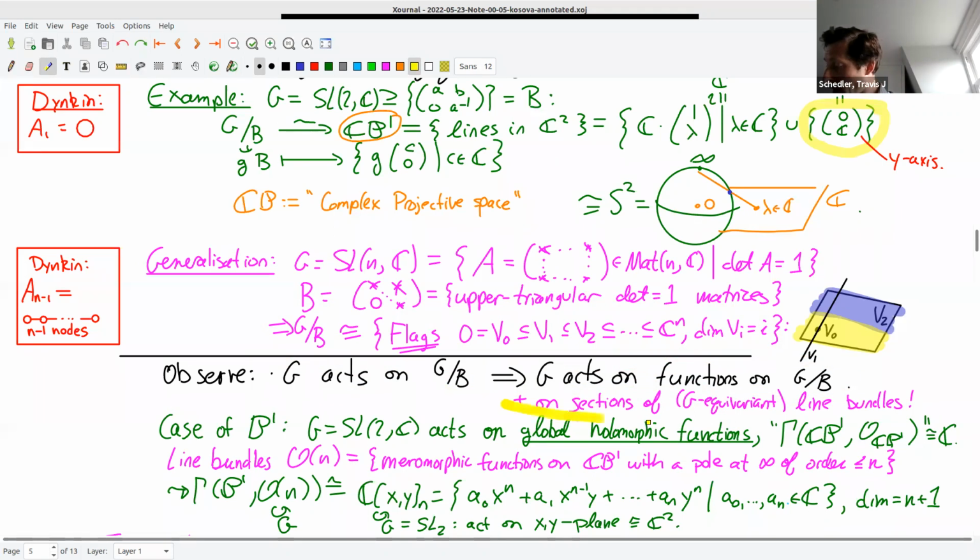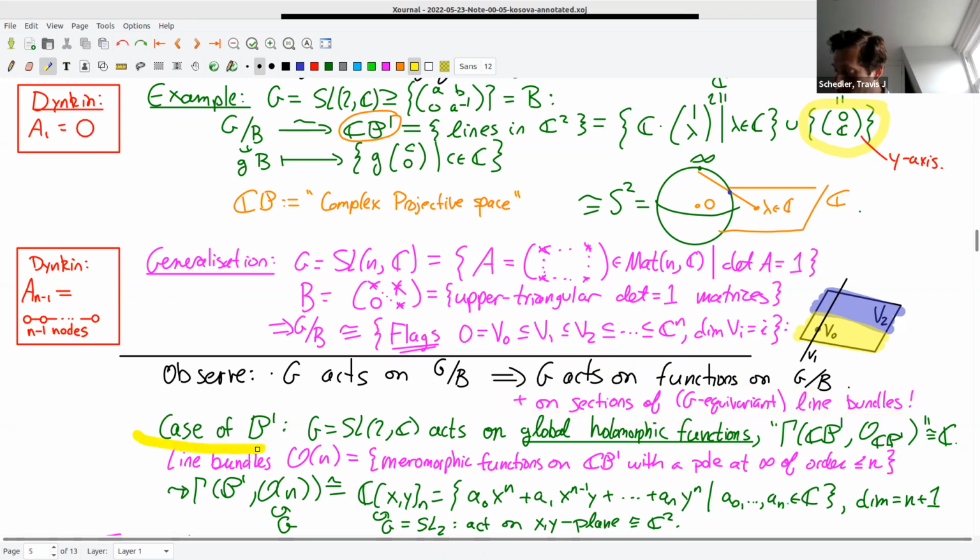So therefore it also acts, so it doesn't just act on functions, it also acts on some slightly more technical things that you can define on the space, like a line bundle or vector bundle. So it acts on sections of more general line bundles and vector bundles. And I'll get to why I'm saying that in just a second.